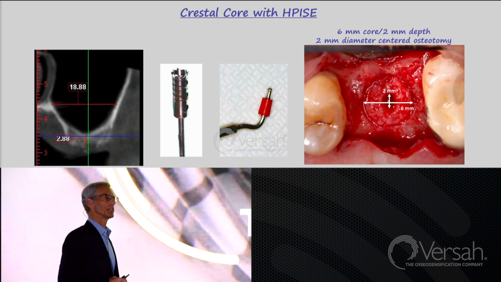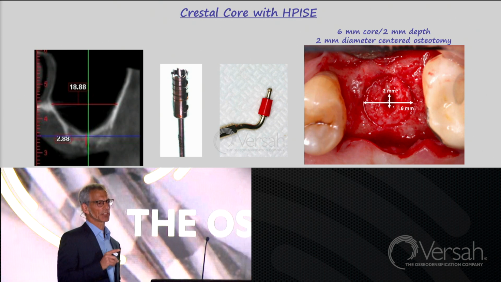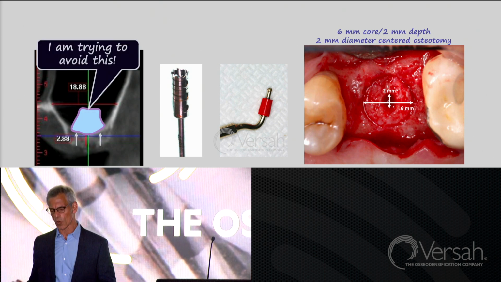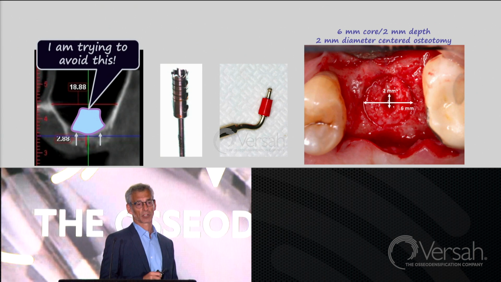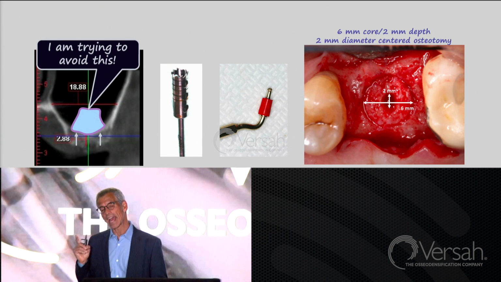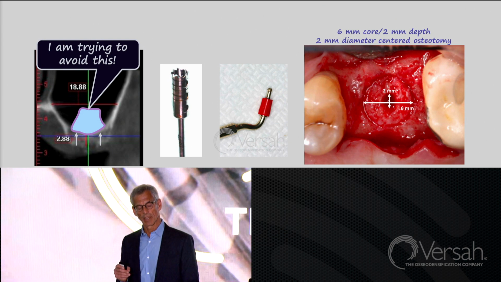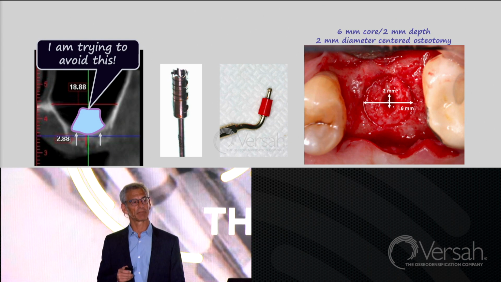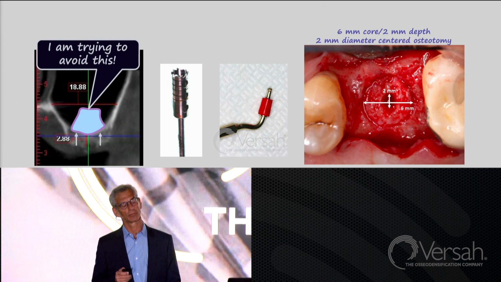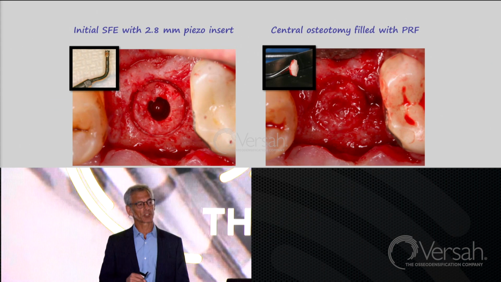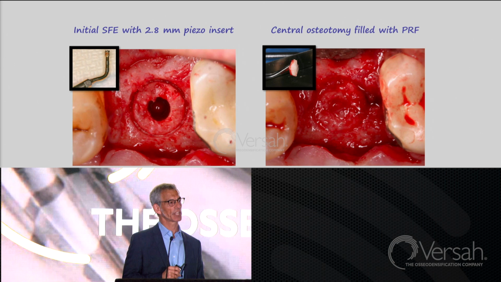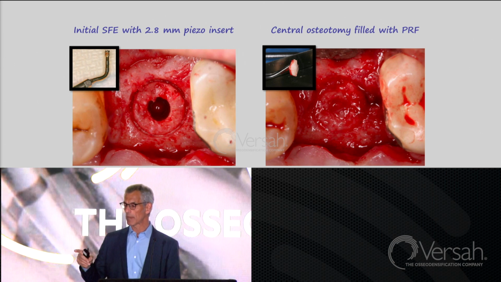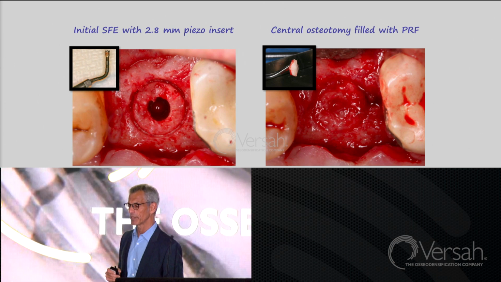Now, why am I doing this? Because I know in a wide sinus, if I simply elevate the core, I may get this result. And then I have a difficult implant placement. But if I elevate first hydrodynamically, maybe I will get better membrane elevation off medial and lateral wall. So there's my 2.8 millimeter central osteotomy. I insert my piezo tip, elevate the sinus, and place PRF in the small osteotomy.